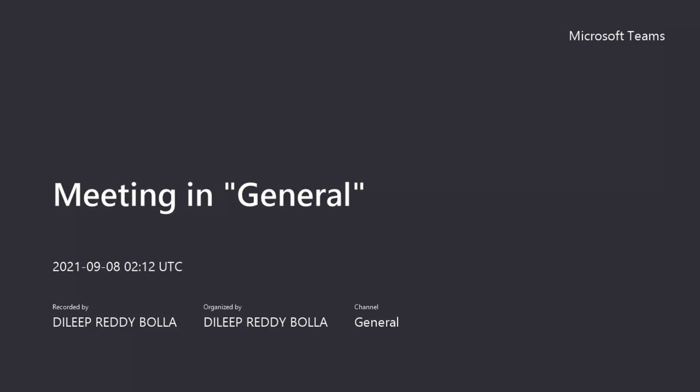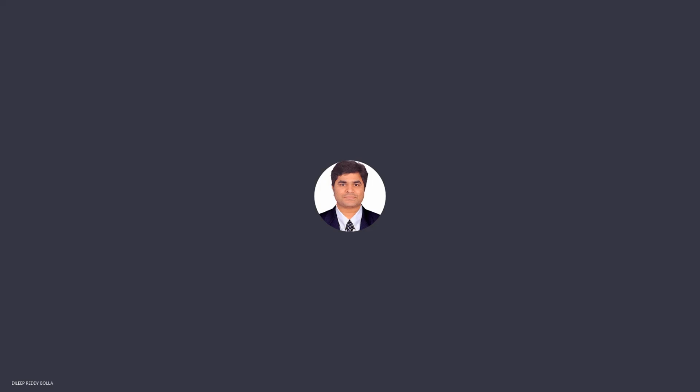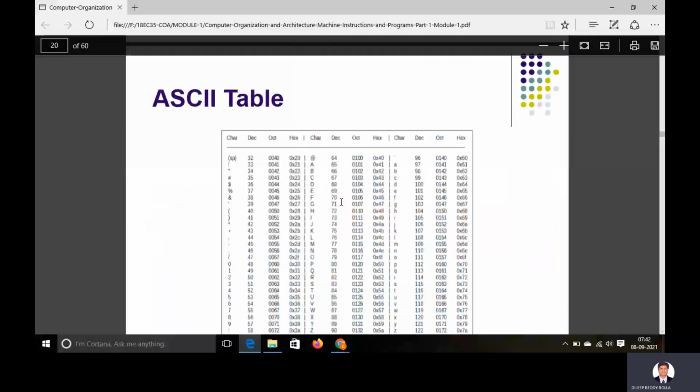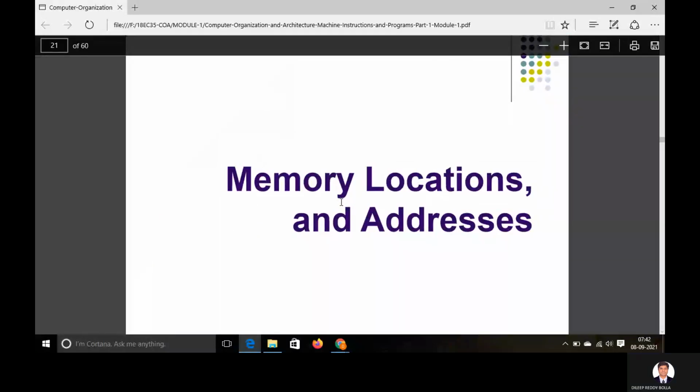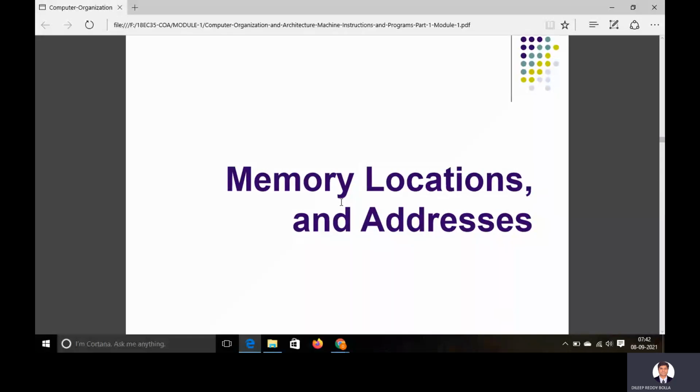Interesting sites on memory locations and addresses. This session is a part of module 1, part B. How do we understand the memory locations and addresses? So let us look at these concepts, how to represent the memory representation and location of them. So what does this memory representation actually mean?